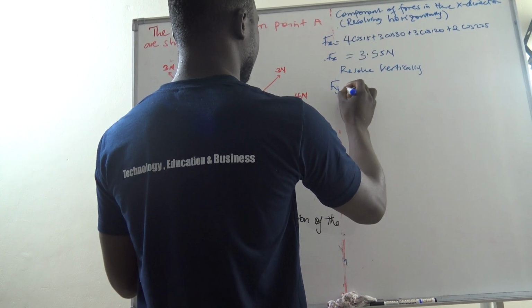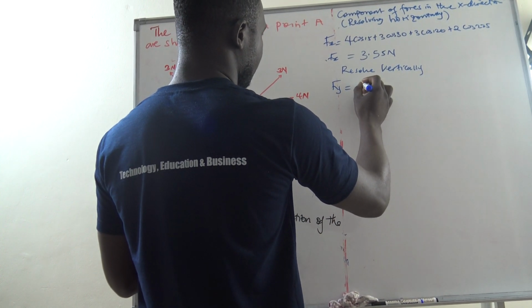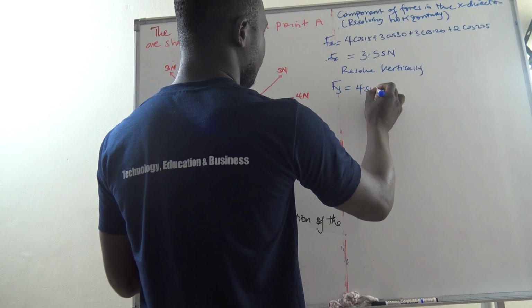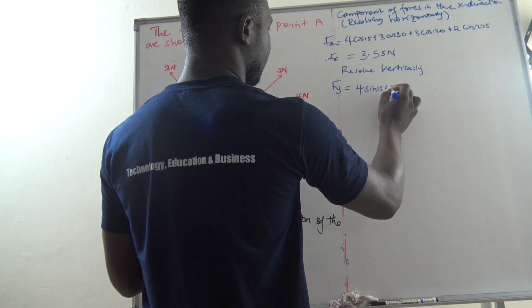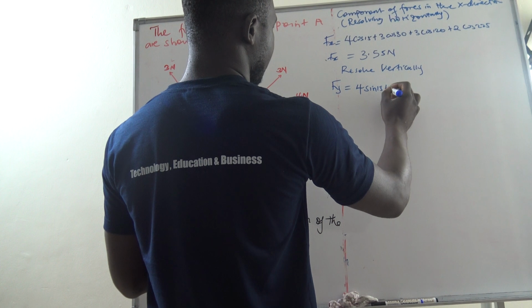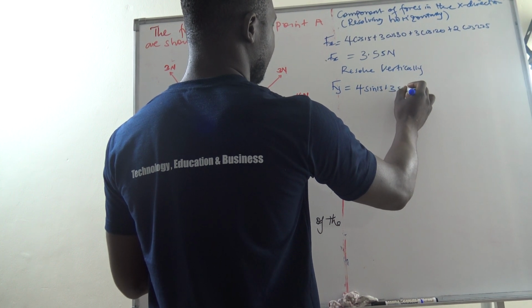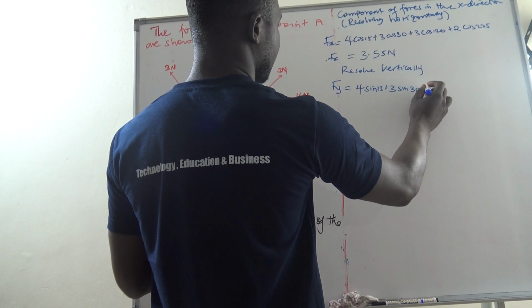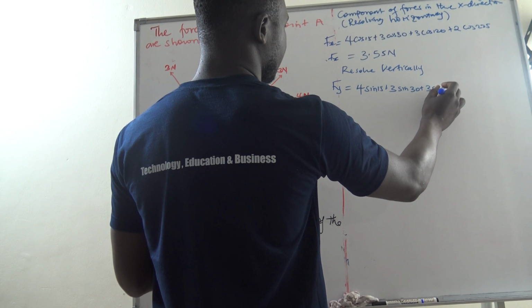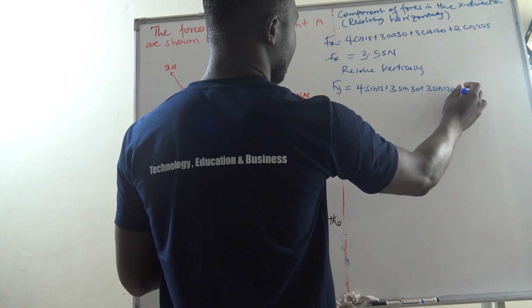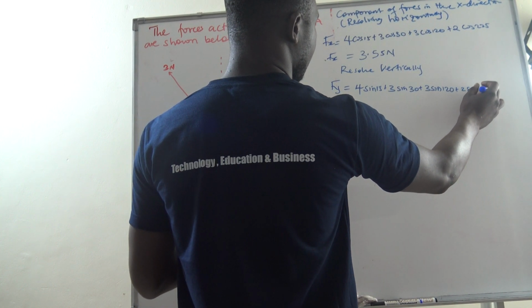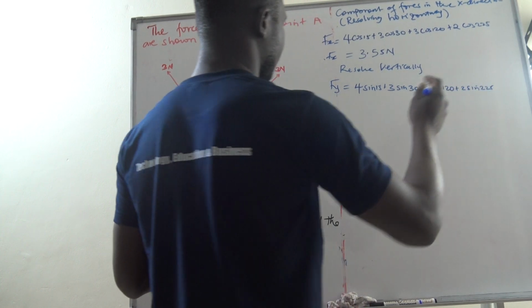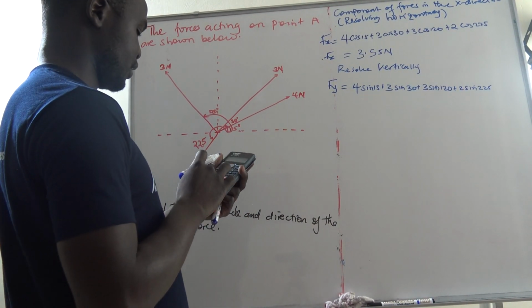Then let us also resolve vertically to get Fy. First, we said when we are resolving vertically, we use sine. So this will be 4 sine 15, 3 sine 30, 3 sine 120 plus 2 sine 225. So we press the calculator.